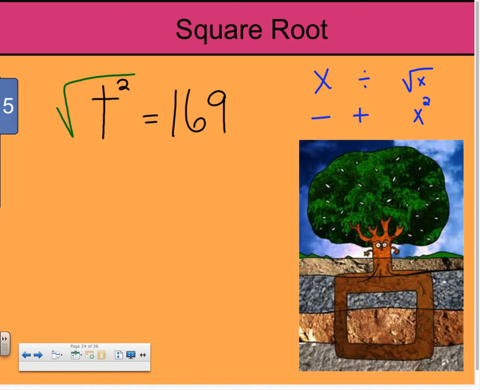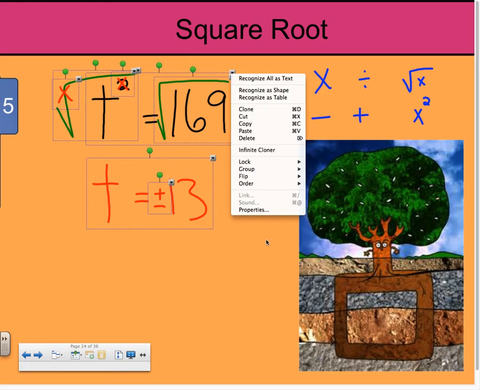Now, this is an equation. Whatever I do on one side, I have to do on the other. So I also have to take the square root of the other side. Now, as we just discussed, the square and the square root will cancel each other out and leave me with just t. The square root of 169 is 13. Now remember, we said that there is a positive and a negative square root. So this could potentially be positive 13 or negative 13.